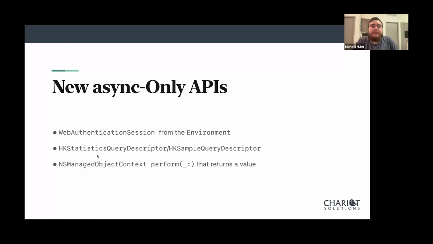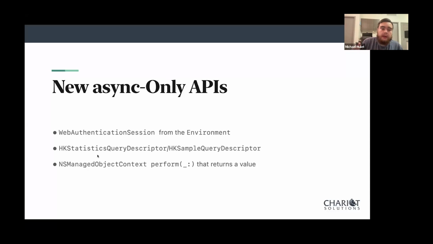We also got the opportunity to adopt some new async only APIs. This is one of the reasons we went with 16.4 instead of 16.0. Web authentication session, you can now get that from the environment. And rather than having to maintain a whole bunch of complex URL parsing logic to talk to Fitbit or whatever other external service, web authentication session just handles that itself internally, and you get an async await callback from it.